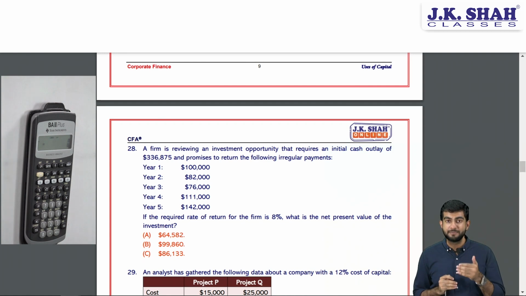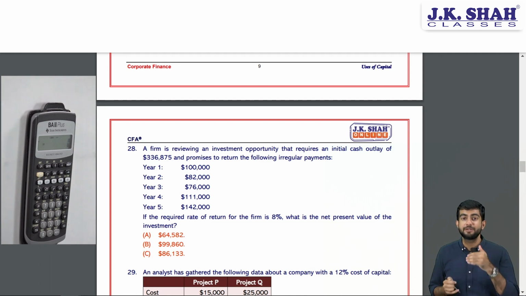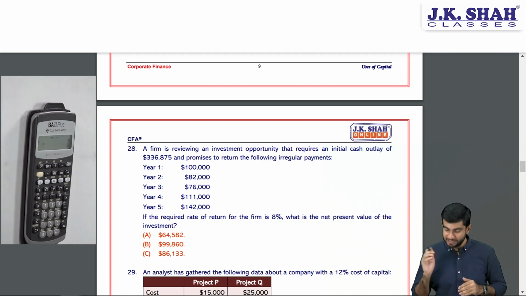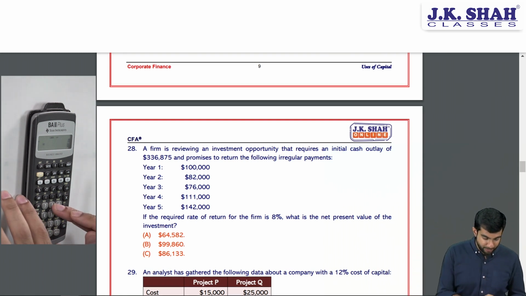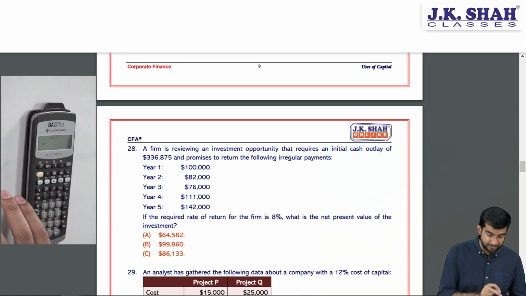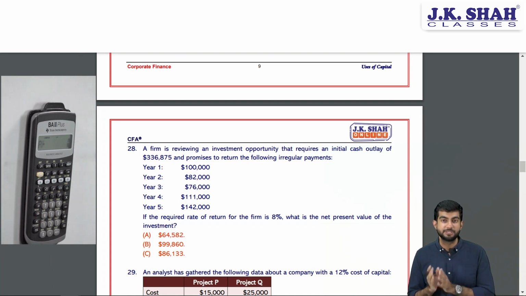Now what does this mean? The calculator is asking you at what rate do you want to find out the NPV, at what rate do you want to discount the cash flows. It's given in the question the required rate of return is 8%. So I input 8 since it's a number. So press enter, press the down arrow. You will be getting NPV equals 0.